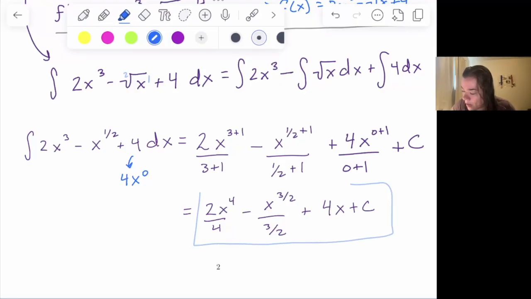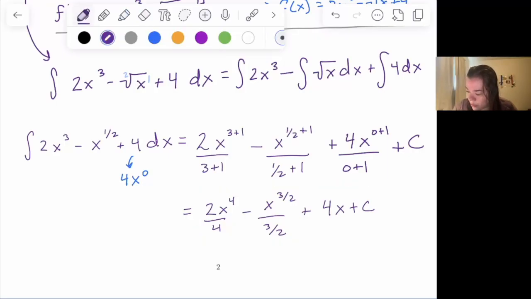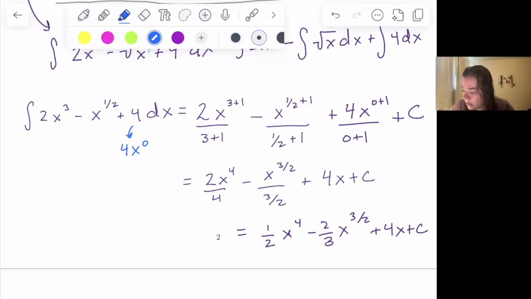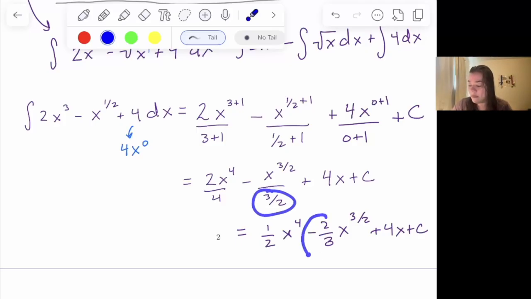So you could box this as a valid final answer, but let's just clean it up one more time, reduce our fractions, etc. This could clean up to 1/2 x to the 4th minus 2/3 x to the 3 halves plus 4x plus c. Remember that 2/3 there in the middle, I'll highlight. This 2/3 came from the fact that you were dividing by 3 halves. That's the same as flipping and multiplying, right? When you divide by a fraction, it's the same thing as flipping the fraction and multiplying it.